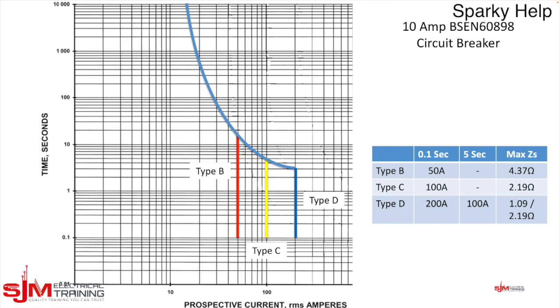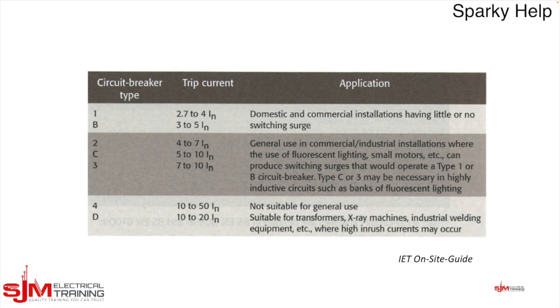And we can see therefore then, because it takes a different amount of current to make them go, the maximum earth fault loop impedance for each of those types of breakers is different, and it goes, the higher the rating, or when you go up to C or D, the lower the Zs. Here we have from the on-site guide, the IET on-site guide. This gives definitions of sort of where they could be used, suggestions, and the tripping currents for each of those. You'll notice there is a 1, 2, 3 and 4. It's because they're BS 3871s, they're old circuit breakers, probably still in existence, but probably becoming fewer and fewer as the years go on.